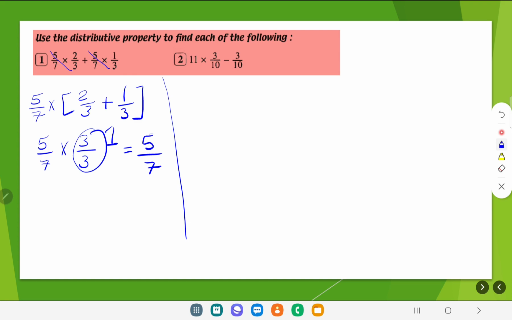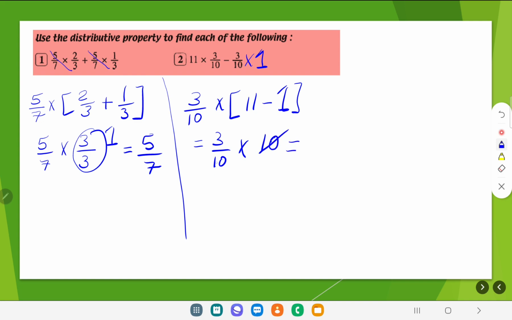The next one, 3 over 10 times 11 minus 3 over 10. 3 over 10 has nothing, so it is multiplied by 1. That is like the distributive property in grade 6. So I will take 3 over 10 multiplied by 11 minus 1, equal 3 over 10 multiplied by 10. Cancel 10 by 10, it will be equal 3.